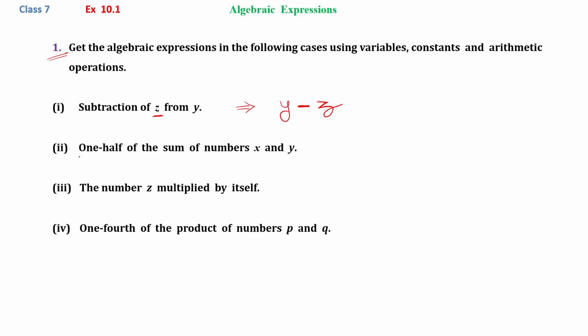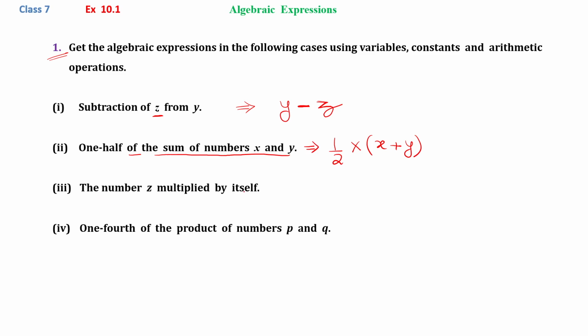Next, we have 1 half of sum of numbers x and y. So 1 half, that is 1 by 2 of, multiply the sum of x and y. So here we can write sum of x and y, that is x plus y.